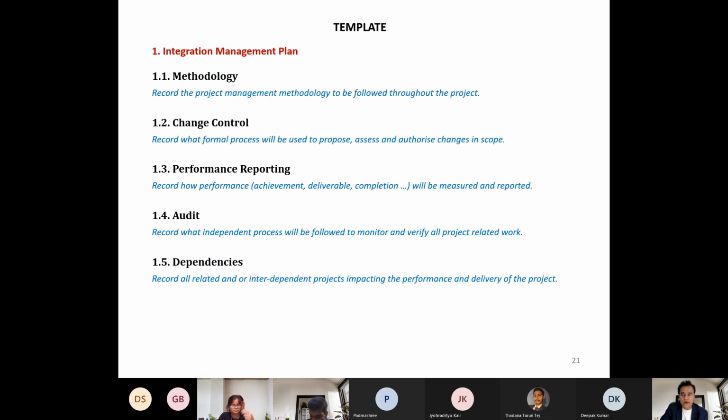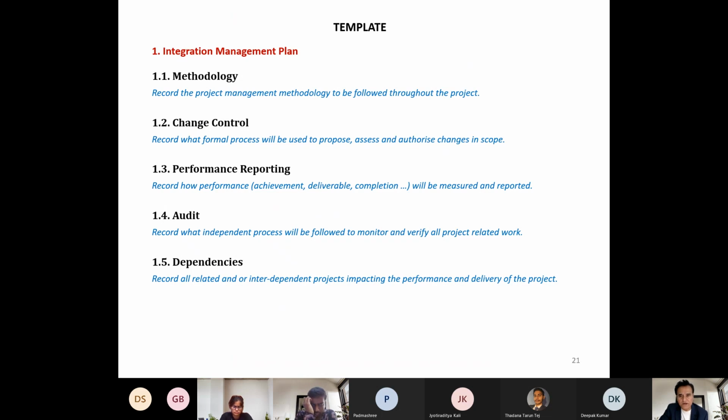So, therefore, the last one that you need to know is how to write an integration management plan. If we do integration, we'll do an integration management plan. When we do time, we'll do a time management plan. When we do cost, we'll do a cost management plan. Each has different templates. So this is a very simple template to write your integration management plan.